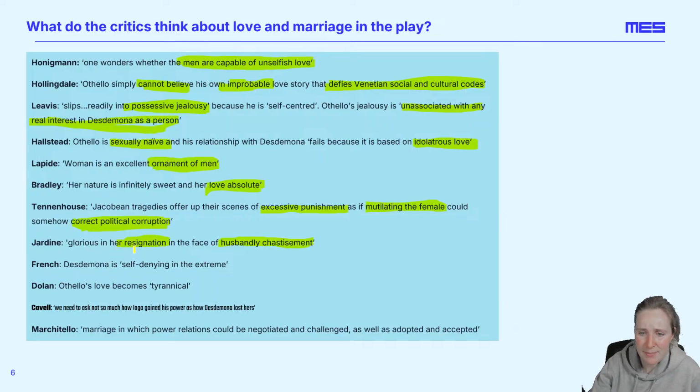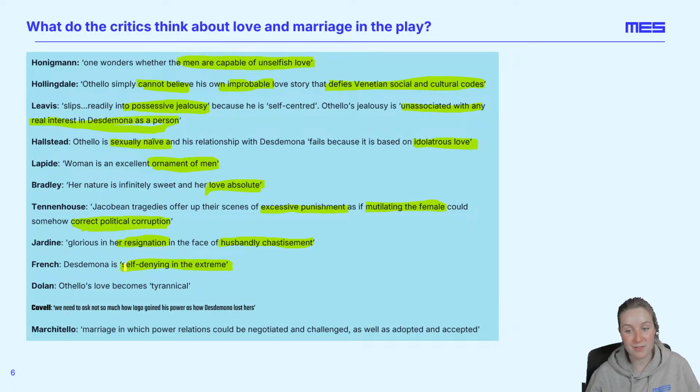French says Desdemona is self-denying in the extremes. This idea that she prioritizes her husband, as she says in Act 1, above her father, above herself, gives into all of this. And in that, particularly Act 5, Scene 2, when she says, commend me to my kind lord, with her final breath, this idea of her trying to save him and pardon him despite her treatment by him.